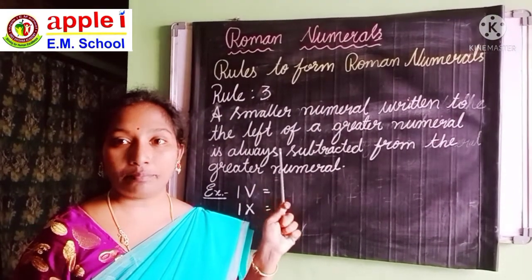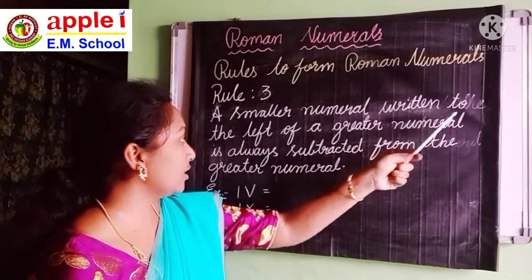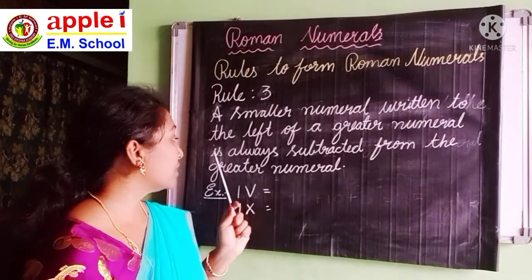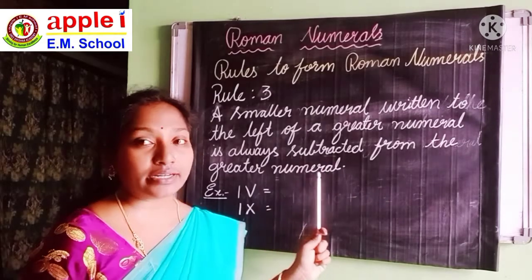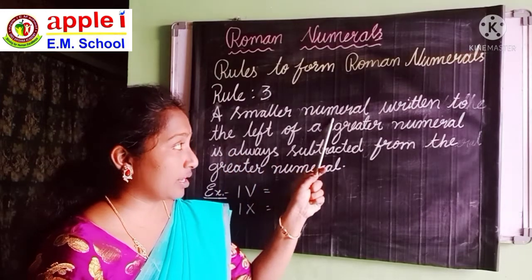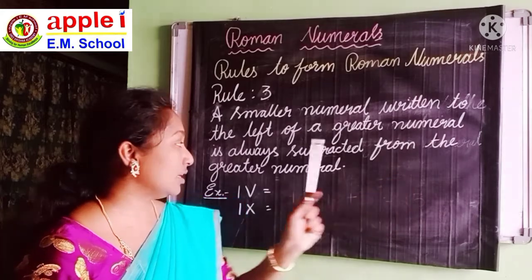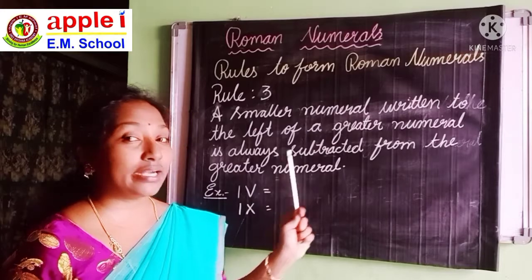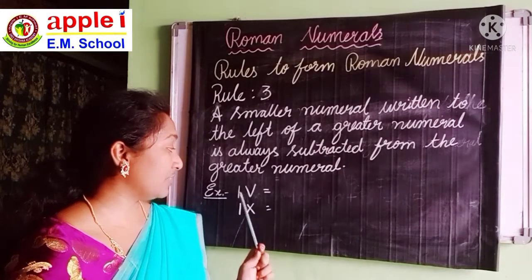Next, rule number 3. A smaller numeral written to the left of a greater numeral is always subtracted from the greater numeral. I am reading once again. A smaller numeral written to the left of the greater numeral is always subtracted from the greater numeral. Okay? Let us see the first example.